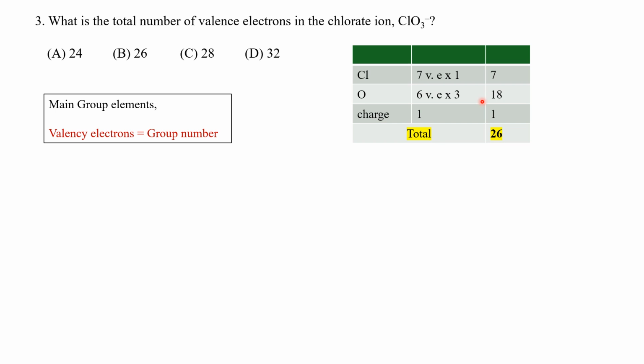Now let's go and calculate the valence electrons. Chlorine is in group 7, so there are 7 valence electrons times 1 chlorine atom in the chlorate ion. 7 times 1, 7 electrons. Oxygen is in group 6, 6 valence electrons times 3 oxygen atoms in the chlorate ion. So 6 times 3, 18. And if the ion has a negative charge, we need to add 1 electron to the electron count. So we added 1 electron. Then total 7 plus 18 plus 1, 26 total valence electrons in the chlorate ion. So the answer is B.